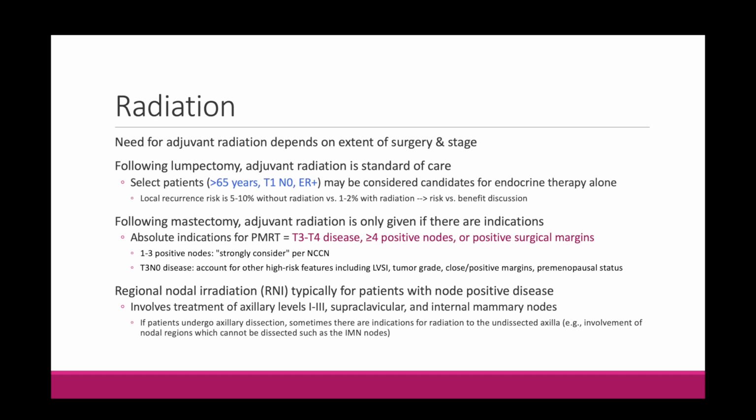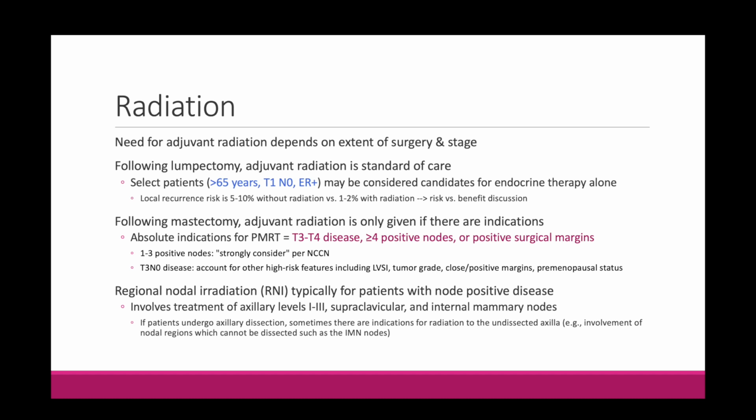So T3 to T4, 4 or more positive nodes, and we consider it if they have any positive nodes or if they have positive surgical margins. And then finally, the other area that we can irradiate besides either the breast or chest wall is the regional lymph nodes, right? So regional lymph node irradiation is typically reserved for patients that have node positive disease.